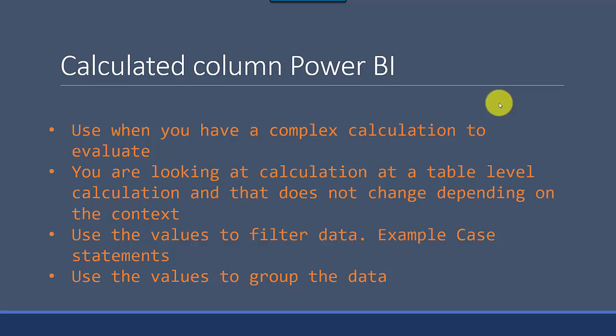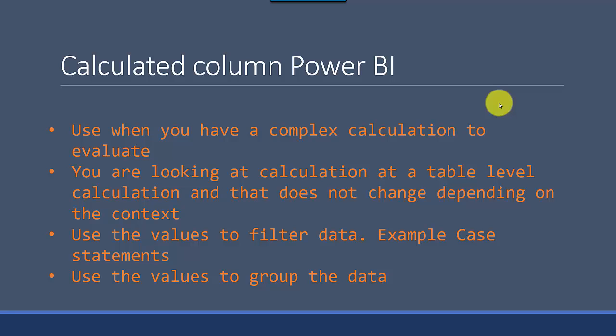So going from the same premise, use the values to filter data. So if you've got any case conditions where anything is less than 10,000, you want to put in one bucket. Anything which is greater than 10,000 to maybe some other value, you want to put in another bucket, and the third one, and then you want to start filtering data on the basis of that. That thing can go into a calculated column.